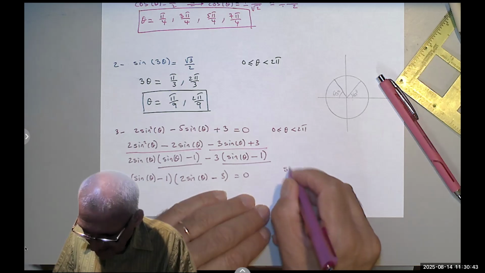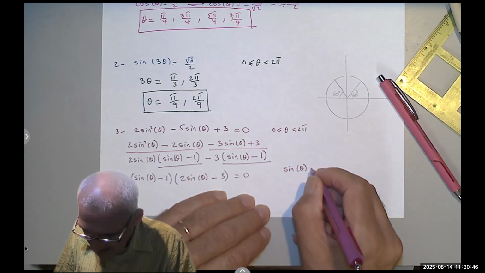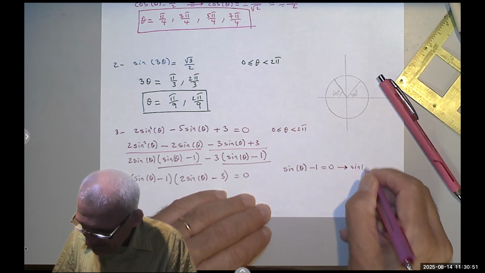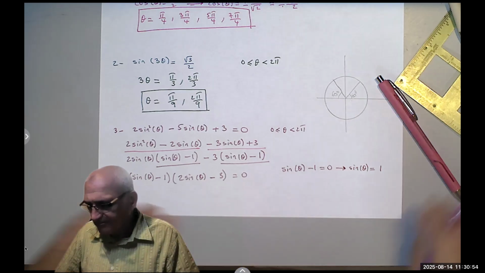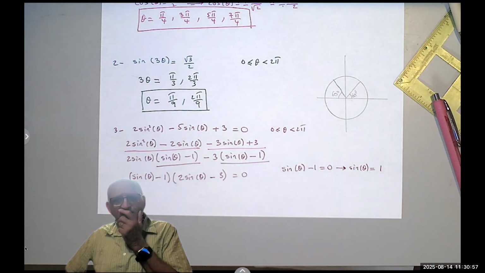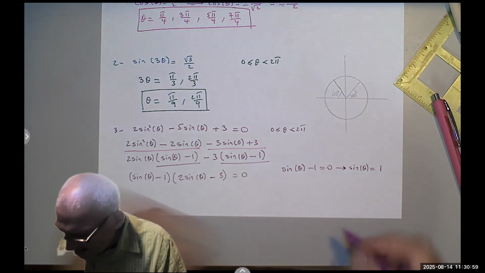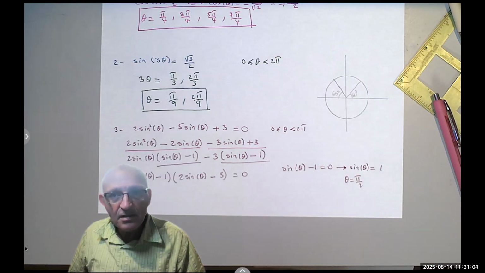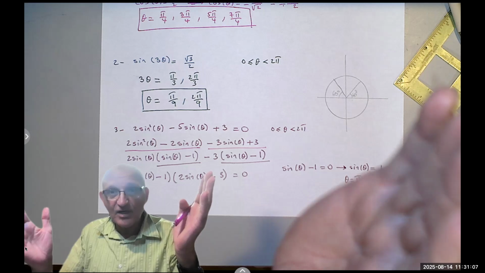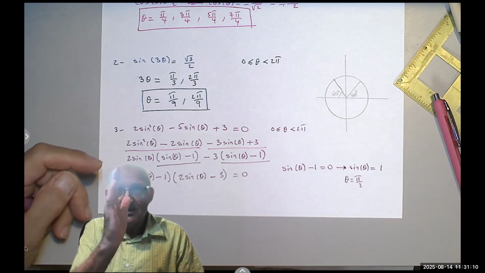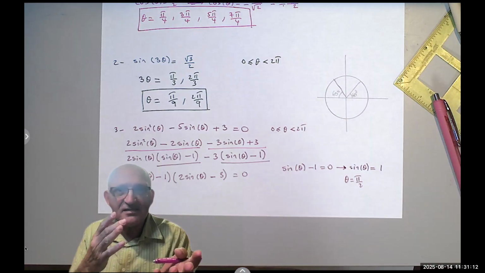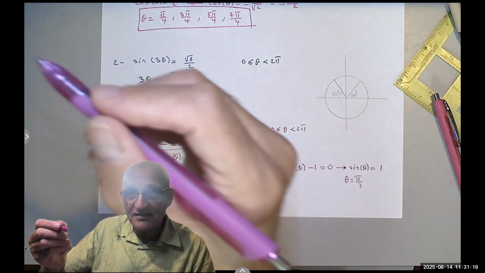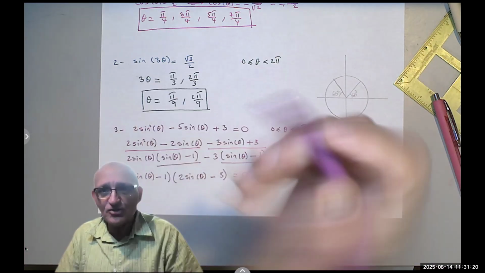If sine theta minus 1 equals 0, it means that sine of theta equals 1. Sine theta equals 1, meaning theta is pi over 2. Sine is positive in the first and second quadrant, but is pi over 2 in the first or the second? Or both? Yeah, if you count 90 degrees from the right, you get pi over 2. If you count it from the left, you also get pi over 2.